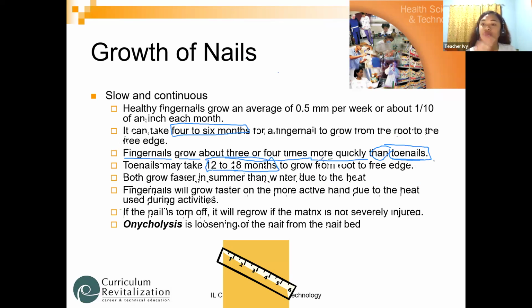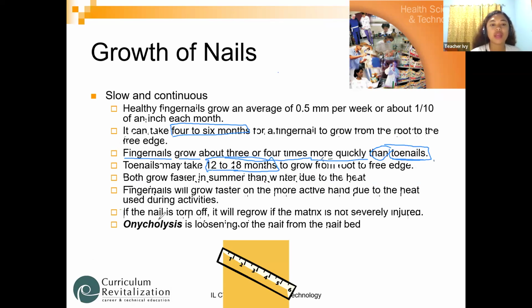But if you do not use it often, then the nails on your fingers will just continue to grow, but in a slow manner. But if you keep working, using your hands, especially writing a lot every day in school, then your nails will grow faster. Okay? So the growth of the nails also depends on how we use them.